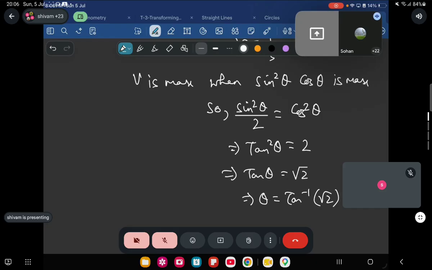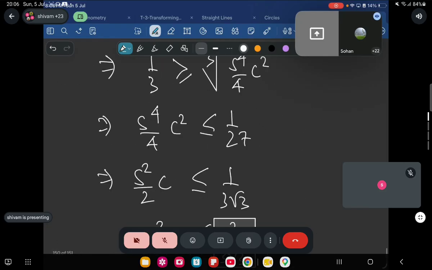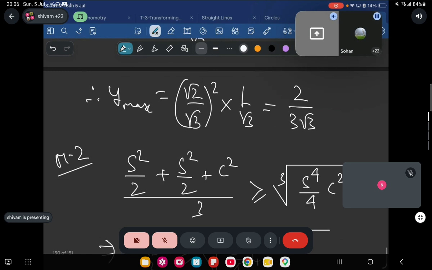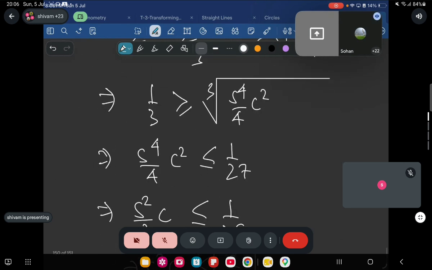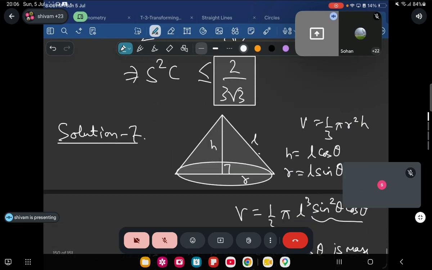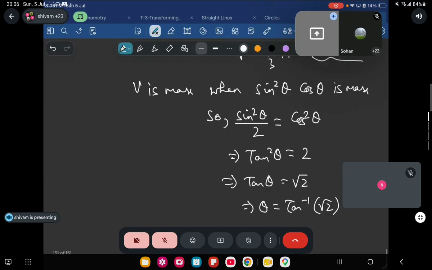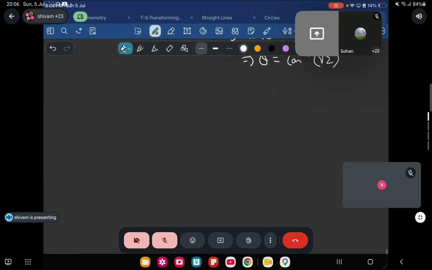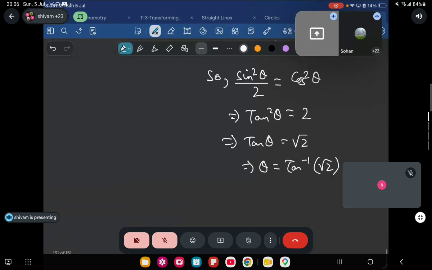Sir, why is sin square theta by 2 equal to cos square theta here? Just now we did this problem, right? Oh, yes, sir. No, I did it in another method. That's okay. If cos theta equals 1 by root 3, it is automatically tan theta equals root 2. I didn't say that it is not correct. It's correct. This is another one. Okay.